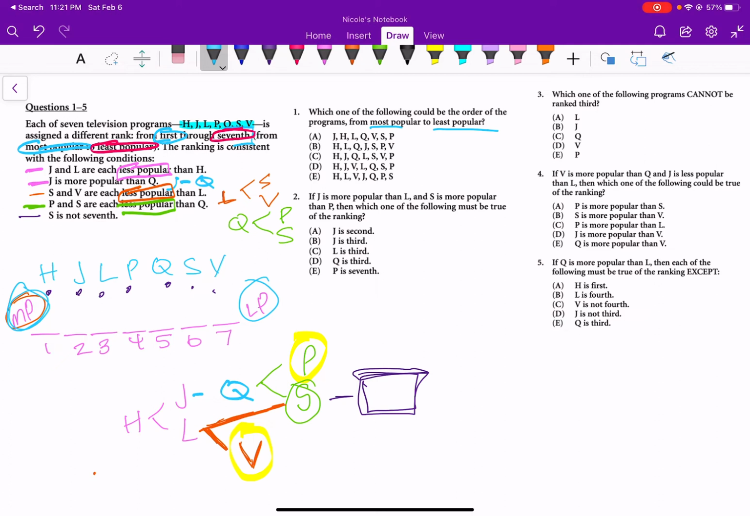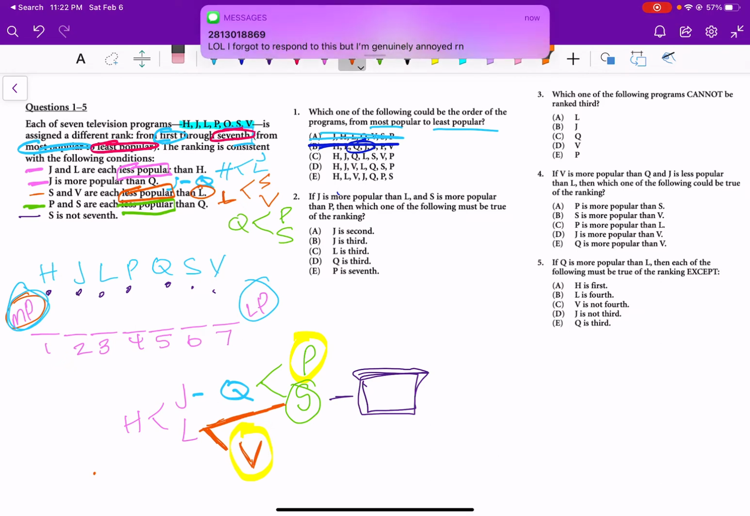So J and L are each less popular than H. So remember, this is H, J, L. So I'm going to look for this, which I'm going to cross off A because it has J before H. So that doesn't work. For rule number 2, J is more popular than Q, so I'm just looking for J before Q, which B doesn't work because of this, but all the rest of them are okay. For 3, we're looking for L being more popular than S and V.